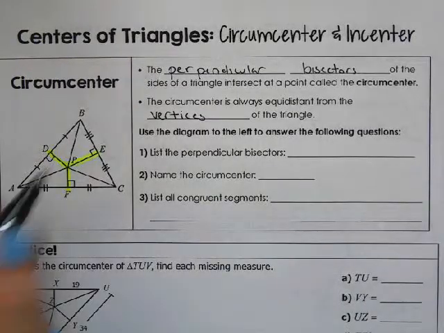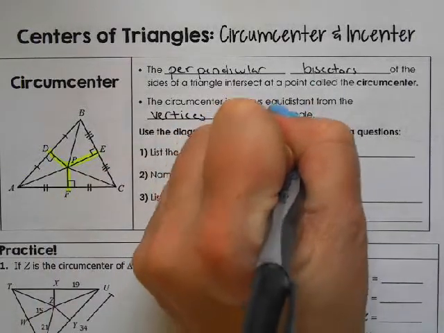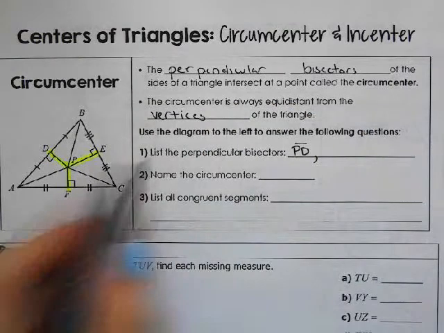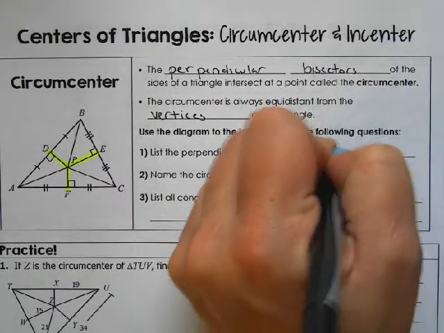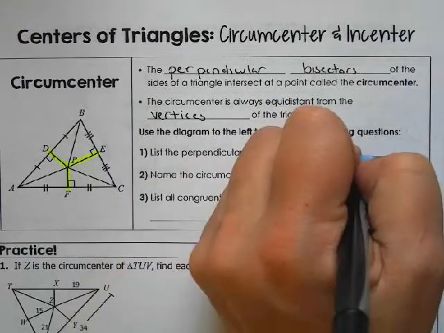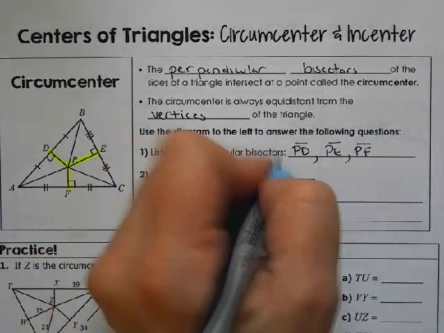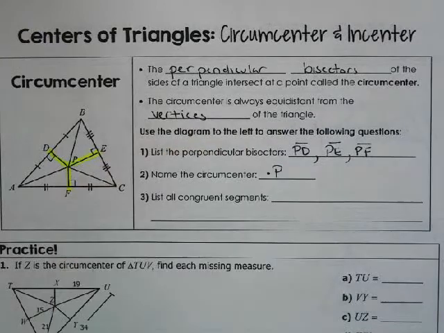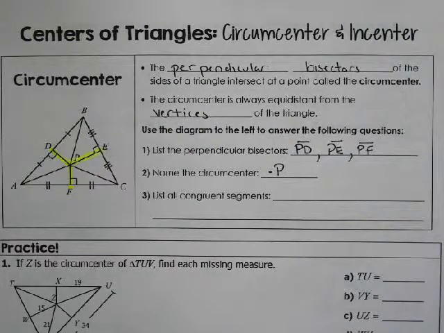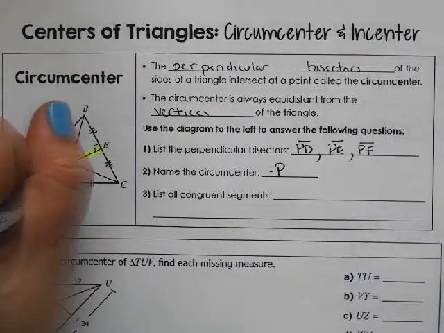So PD, PE, and PF. The circumcenter is point P. So the circumcenter, P, right here, is equidistant from the vertices.